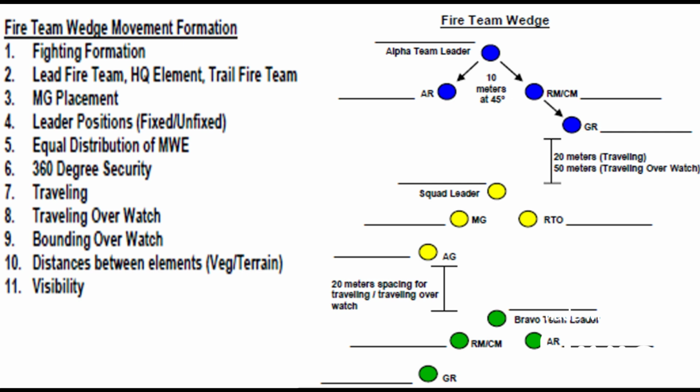Traveling Overwatch is used when enemy contact is possible, and therefore we want to maintain security and not let any possible enemy we might run into know how big our element is. Therefore, we're going to separate the Alpha team from the rest of the squad by 50 meters. So it's the same formation, but the Alpha team is essentially going to be a scout element for the rest of the squad by going further ahead.